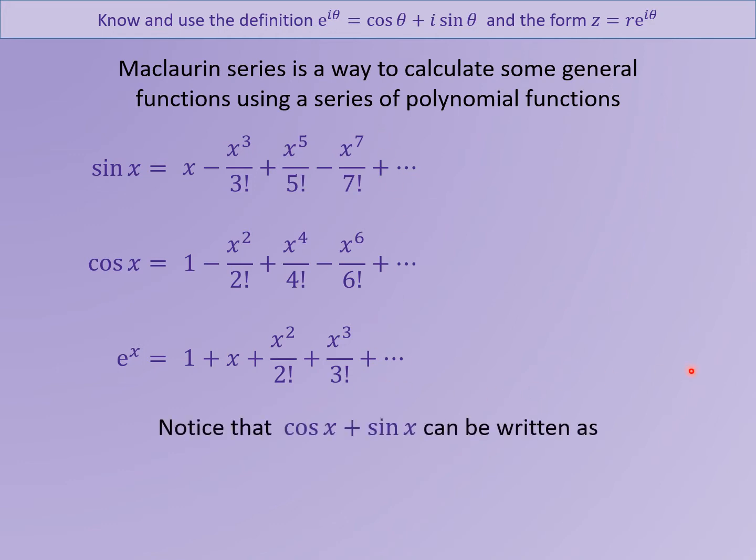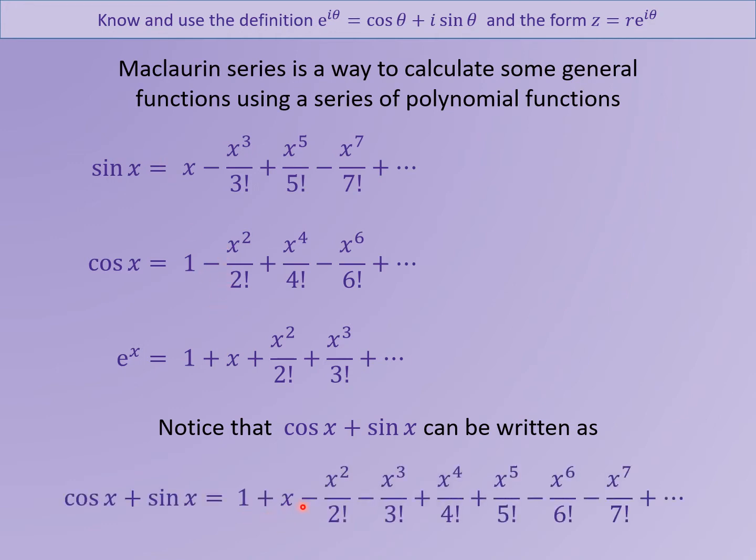What I'd like you to do is just work out what cos x plus sine x is. You might want to just do that in your head. Just pause if you want some more time. Okay, it wasn't difficult, as long as you write it in order of their power: 1 plus x, minus x squared over 2, minus x cubed over 3 factorial, then plus that, and so on. Then you end up with this series here.